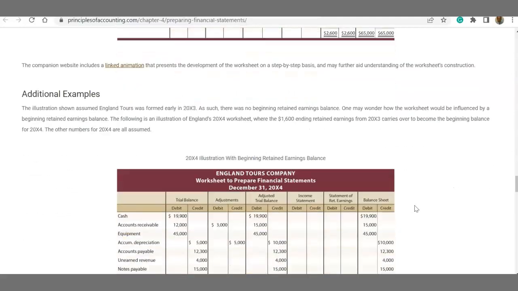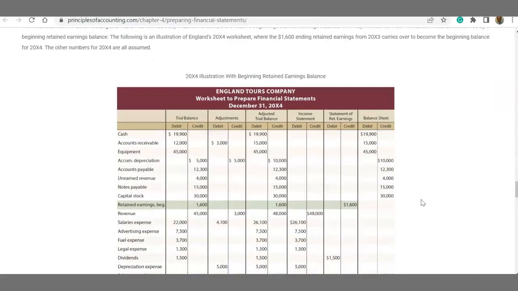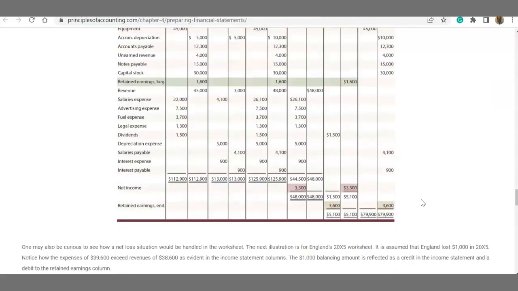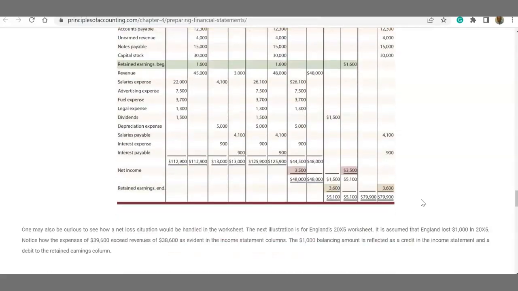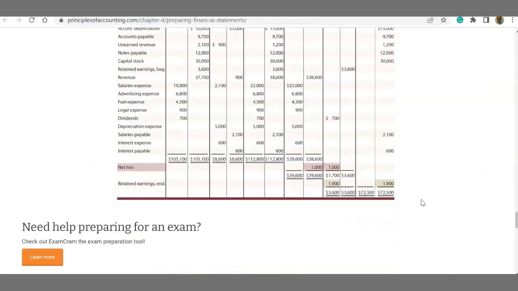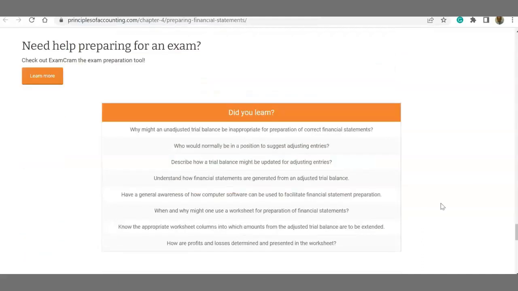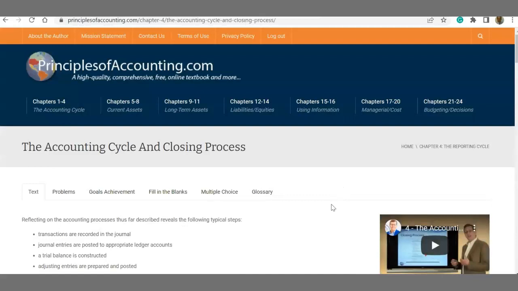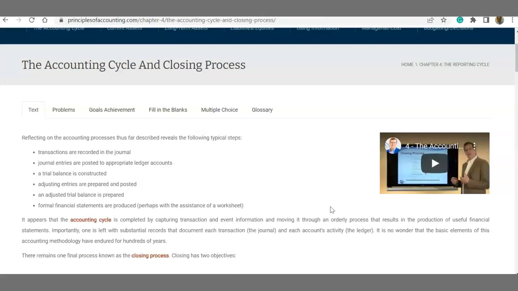If there is any question at any time, please ask me. Here's another example of a worksheet, which you can study. But the best worksheet that you want to watch and learn is in that video, where I explained the worksheet properly. Very simple method.